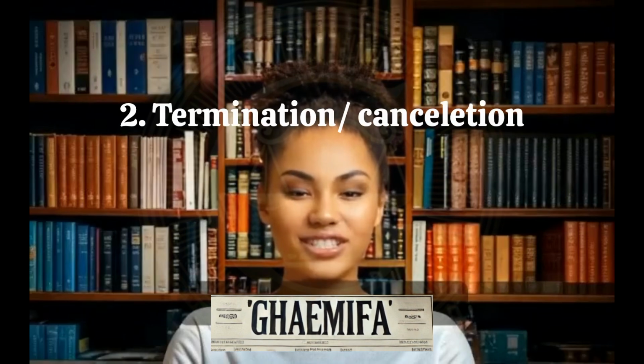2. Termination or cancellation: when one or both parties terminate the contract unilaterally or bilaterally. For example, breach of obligations by the other party, the existence of a termination clause in the contract, or fraud or concealment of truth. Here the contract was valid, but ends for some reason.